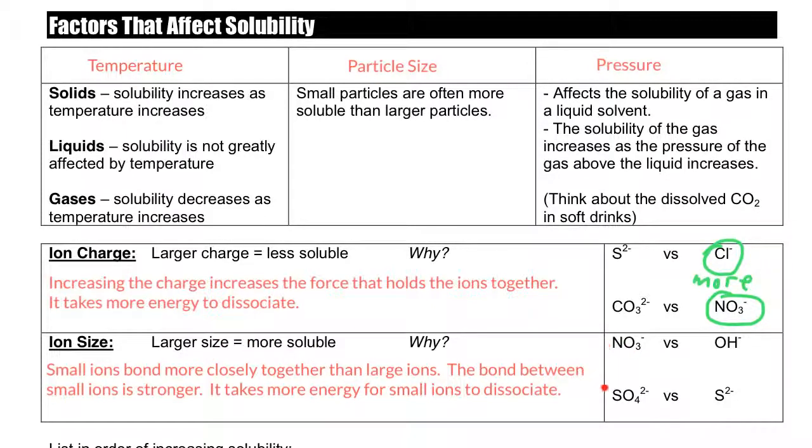So if we look over here, let's compare a nitrate ion versus a hydroxide ion. Which one's bigger? Well, you've got 4 atoms in this ion and only 2 atoms in this ion. If we compare sulfate with sulfide, this one's bigger, so the bigger ones are going to be more soluble.